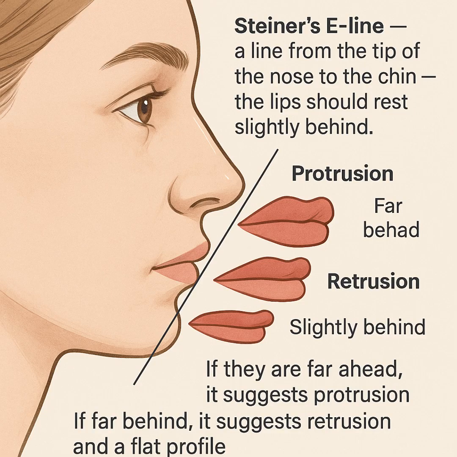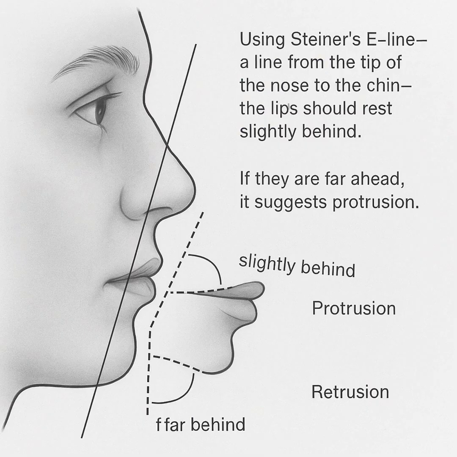If they are far ahead, it suggests protrusion. If far behind, it suggests retrusion and a flat profile. But remember, this must be interpreted by racial and cultural norms. Fuller lips are normal and attractive in many populations and should not be overcorrected toward Eurocentric standards.